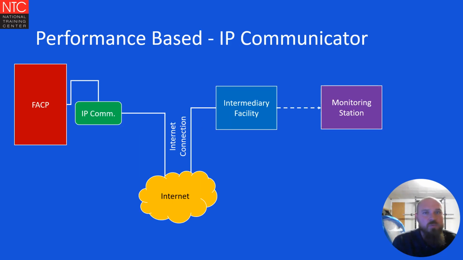Performance-based options, well, we've got a few. Performance-based options is just an umbrella term for different technologies that are not actually in the code just yet. And the first one we're going to look at is IP communication, or the use of internet. So signal will be sent to the IP communicator. From there, it goes off into the internet, hits the internet connection, goes to the intermediary facility, and then is dispatched to the monitoring station, all through the use of the internet.